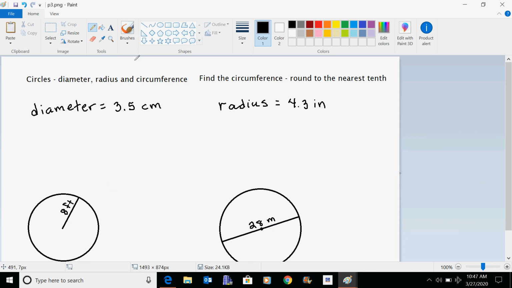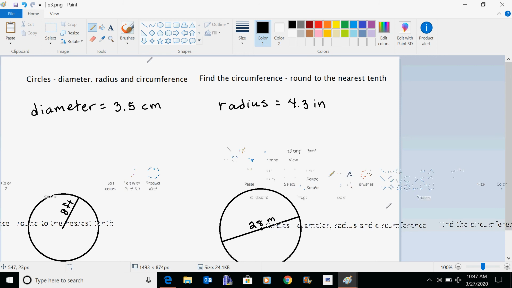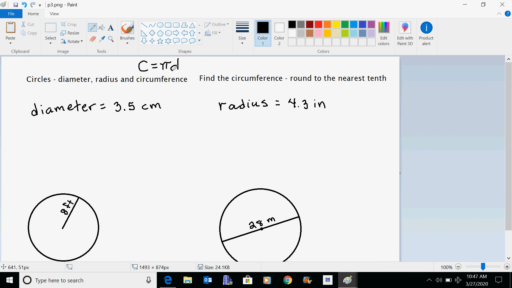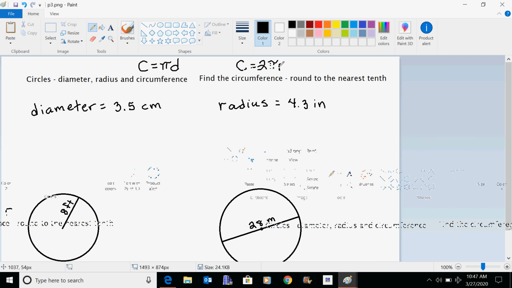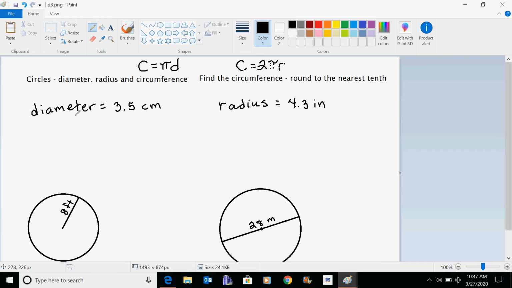We have two different formulas that really are the same. One of them is that the circumference equals pi times the diameter. And that's good to use if you're given the diameter. Another way that you can see that is circumference equals 2 times pi times r. Once again, reviewing these concepts. So since we're given a diameter here, we're going to make our circumference equal pi times 3.5.